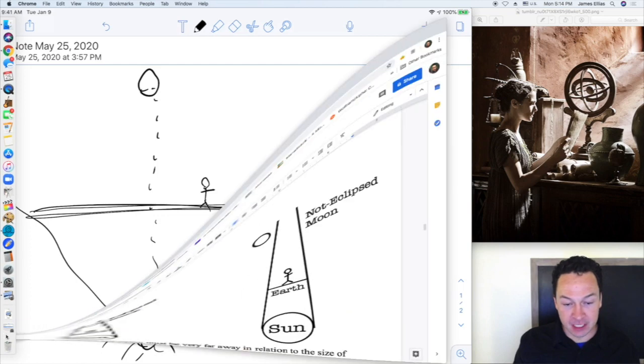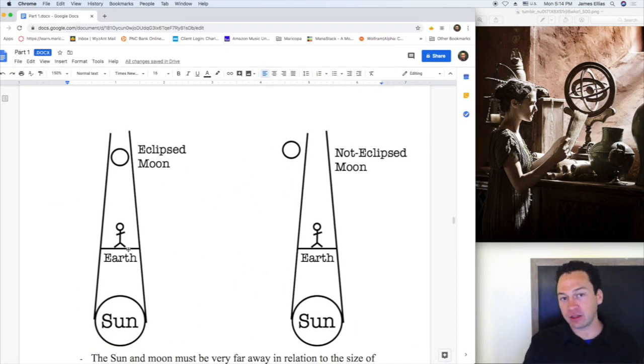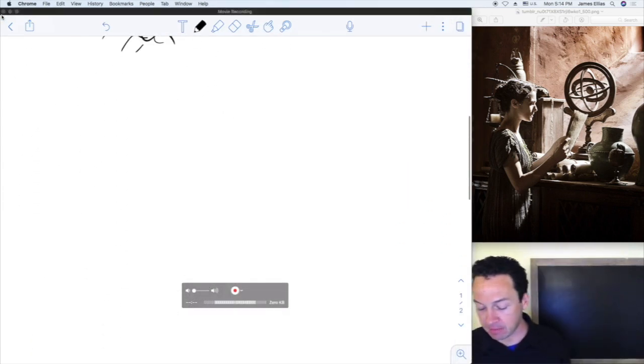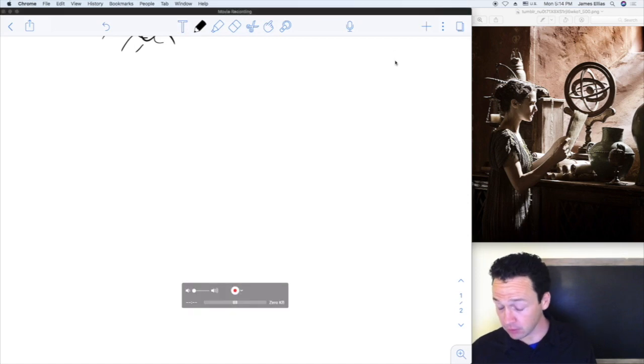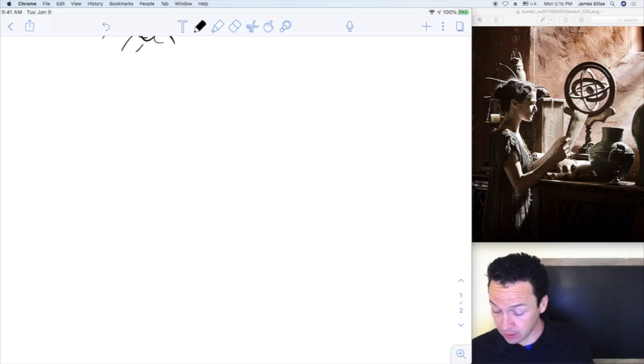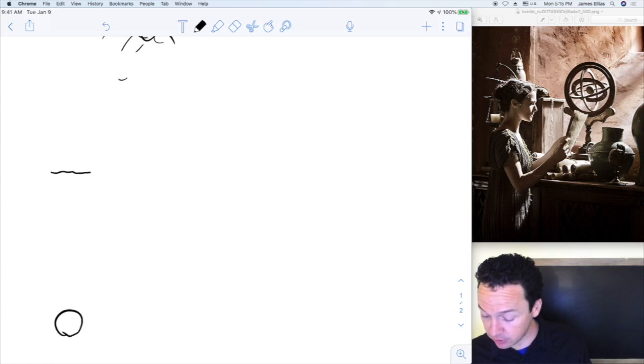So what must be the case is that the Earth is actually quite small in comparison to this distance. Let me draw this the way it probably actually is. Maybe the Earth, I'm going to make it real small, and then here's the sun, and then here's the moon.